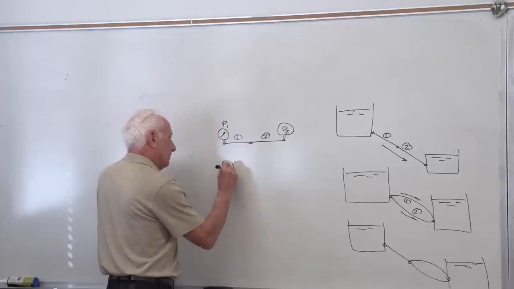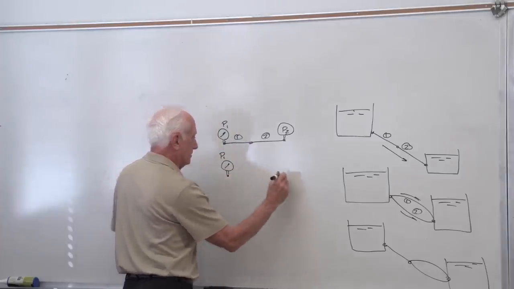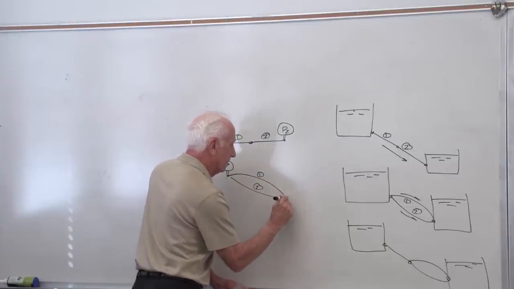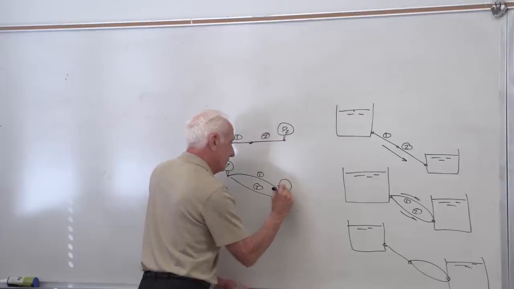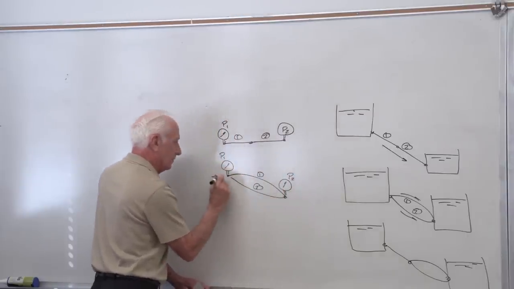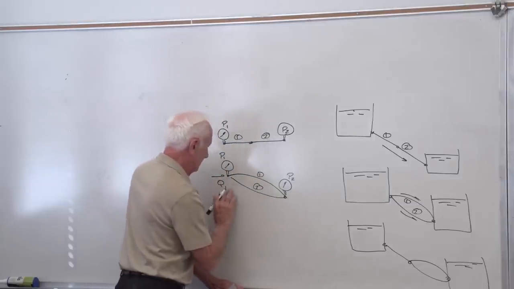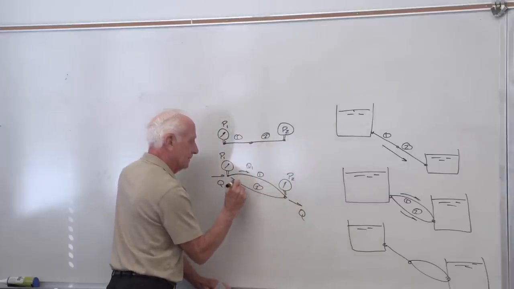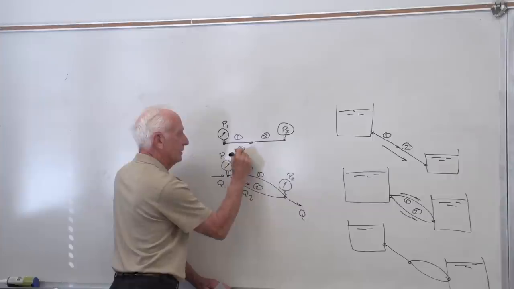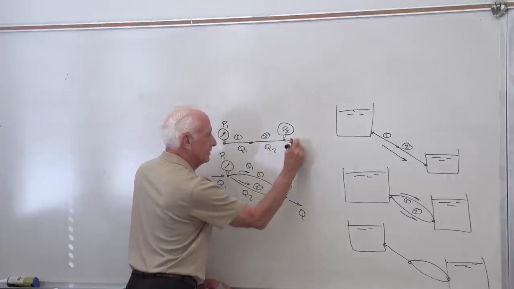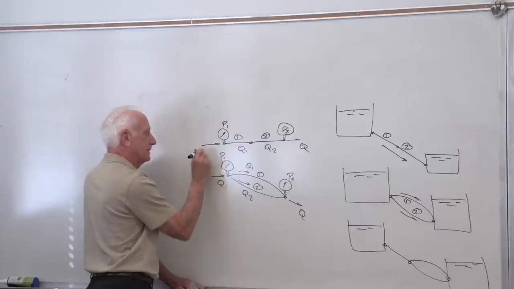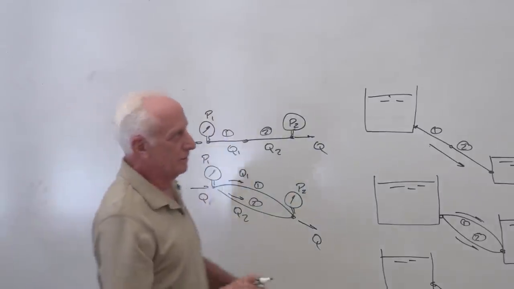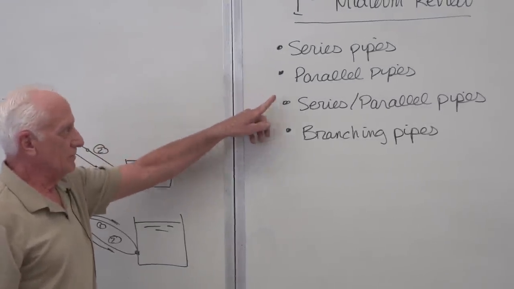Here's a pressure gauge here. Here's a pressure gauge here. Pipe one, pipe two, pressure gauge here, P2. Flow rate comes in here, Q. Flow rate goes out here, Q. This flow rate, Q1. This flow rate, Q2. Flow rate, there's Q. This kind of problem, that kind of problem. For series parallel pipes.